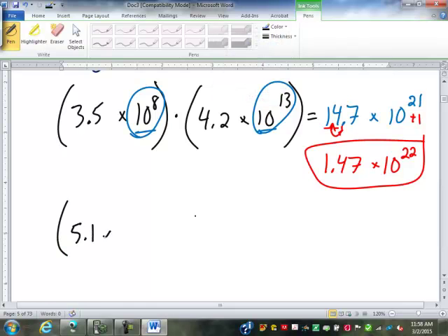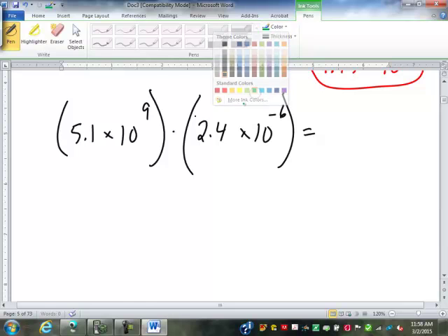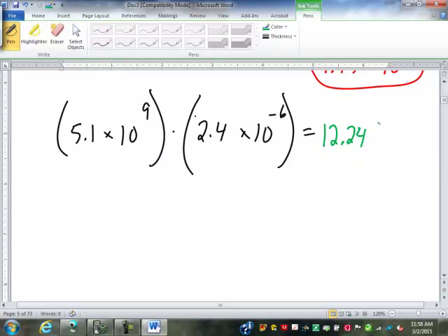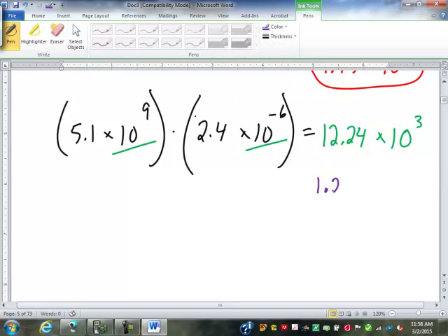So let's have 5.1 times 10 to the 9th times 2.4 times 10 to the negative 6th. So again, we're going to combine the counts. 5.1 times 2.4 is 12.24, times, we're going to combine the powers of 10. 10 to the 9th times 10 to the negative 6th. 9 plus negative 6 is 3. So this will become 1.224. We have to move the decimal point over 1. Number got smaller, power gets bigger, so 10 to the 4th.